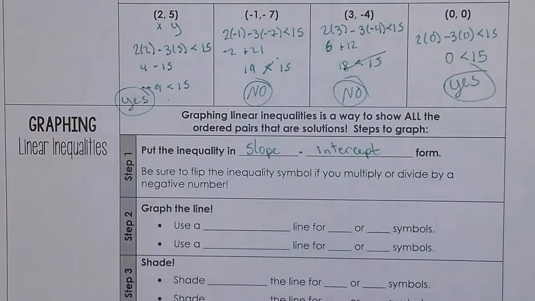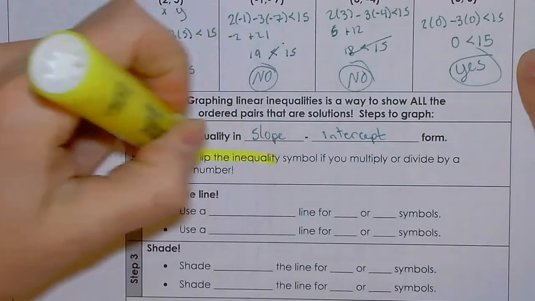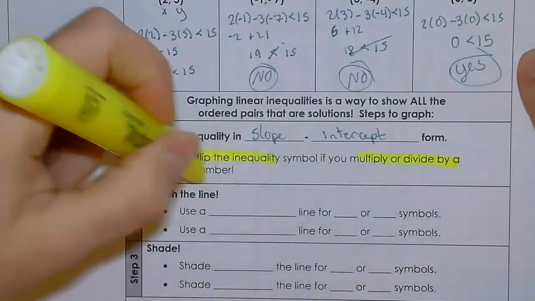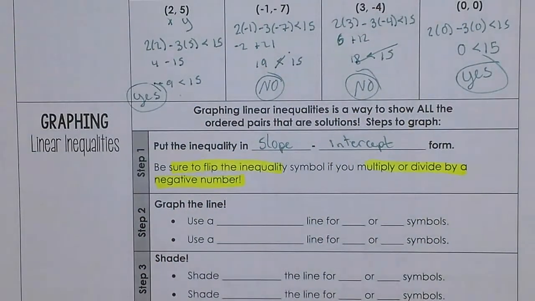And this is the really important part. Be sure to flip the inequality symbol if you multiply or divide by a negative number. That still holds. We talked about that in the entry tasks. And we've done these, but if you divide by a negative, you have to flip that inequality.